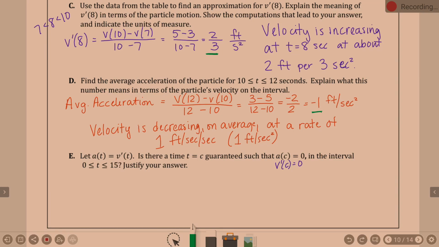So, one thing I do have stated in my notes is because V of t is differentiable on 0 to 15, A of t is continuous. Okay, so that is one thing officially we should state here.